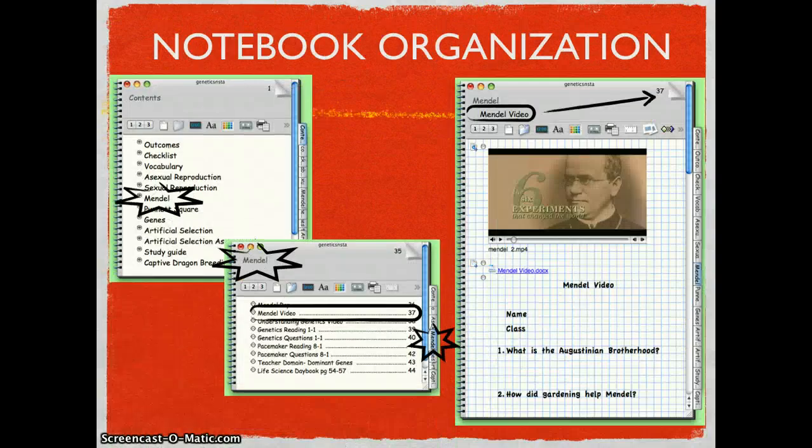This is just an example of how the notebook's organized. The contents page holds all the learning topics. These are important to understanding the concepts of genetics. If you follow the star around Mendel, then you could see that in the Mendel page, there are many different types of learning activities. There's videos, questions, where they can read and answer questions.